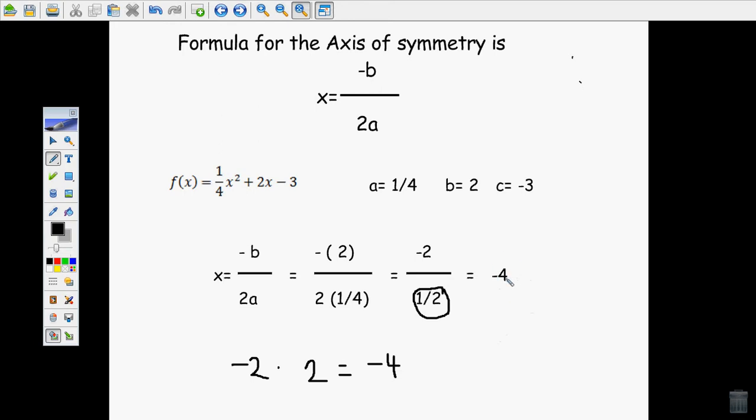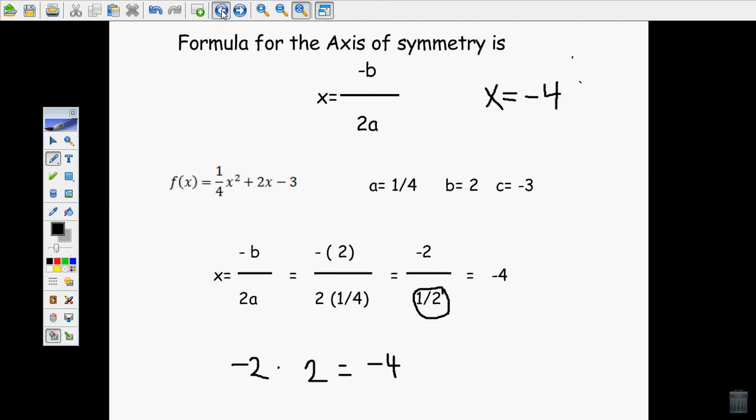All right, so my equation will be x is equal to -4. That's the equation for the axis of symmetry. And the axis of symmetry is just the line that we're going to draw down basically the middle of the parabola. Okay, x is equal to -4.